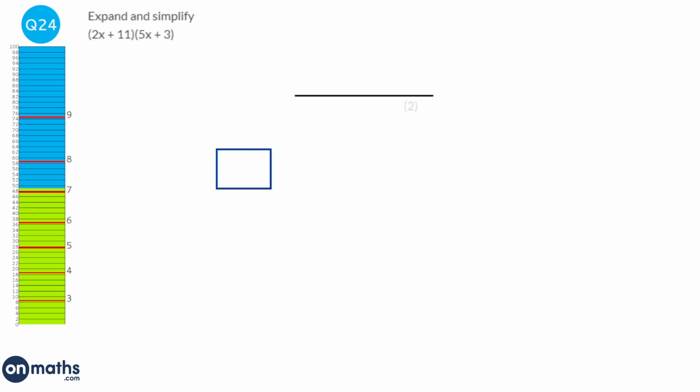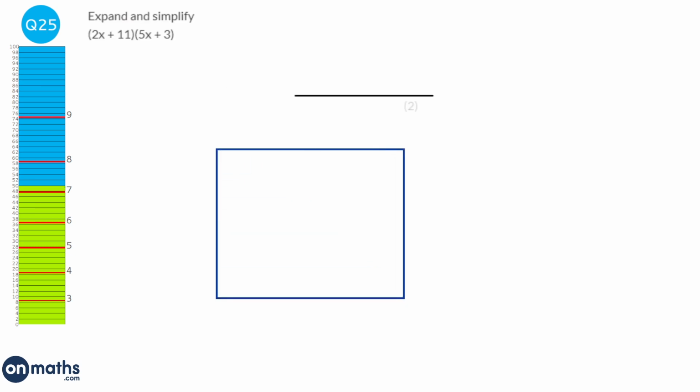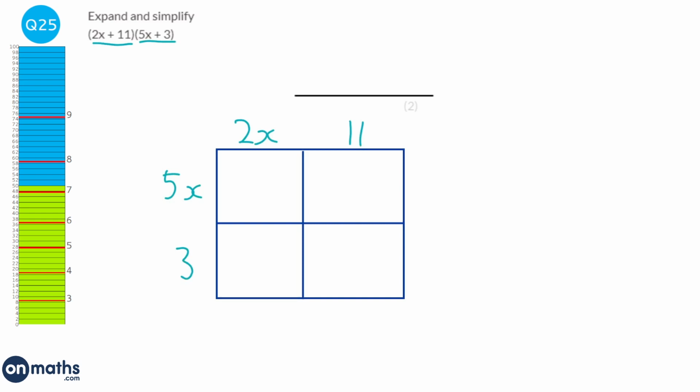So we're going to start by doing a multiplication grid, and we're going to start by putting 2x plus 11 at the top and 5x plus 3 down the side. And we're going to multiply them out, so 5 times 2 is 10, so it'd be 10x squared. 5x times 11, so 5 times 11 is 55, so that'd be 55x, and it's positive. And 3 times 2 is 6, so that'd be 6x, and that's positive. And 3 times 11 is 33, and that'd be a positive.